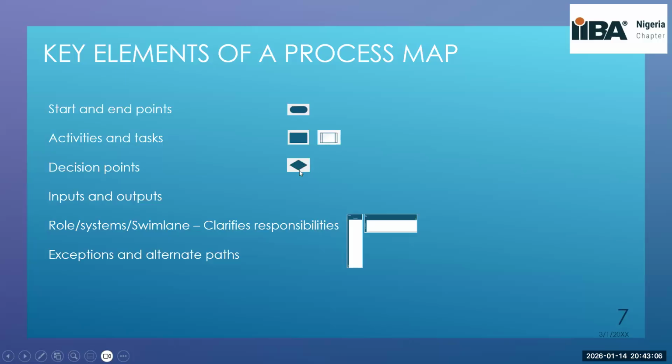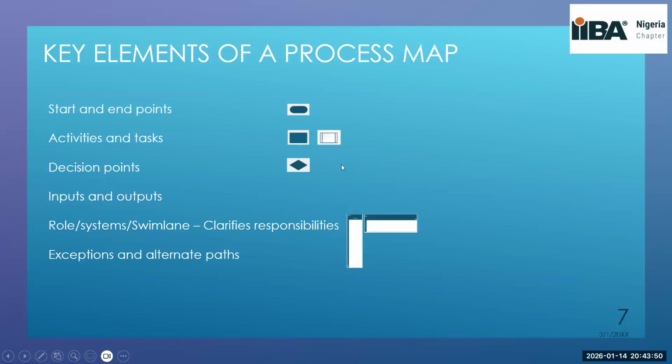We have the decision points. This is an icon or a sign for decision points. Let me emphasize that anytime you are mapping out any process, if you're working on a process map, you must have a decision point in your processes. And at every decision point, you could either have a happy path or the other path. The happy path is usually the yes, or the alternative path is usually the no path. So in your process mapping, you must have a decision point, which could either be a yes or a no.